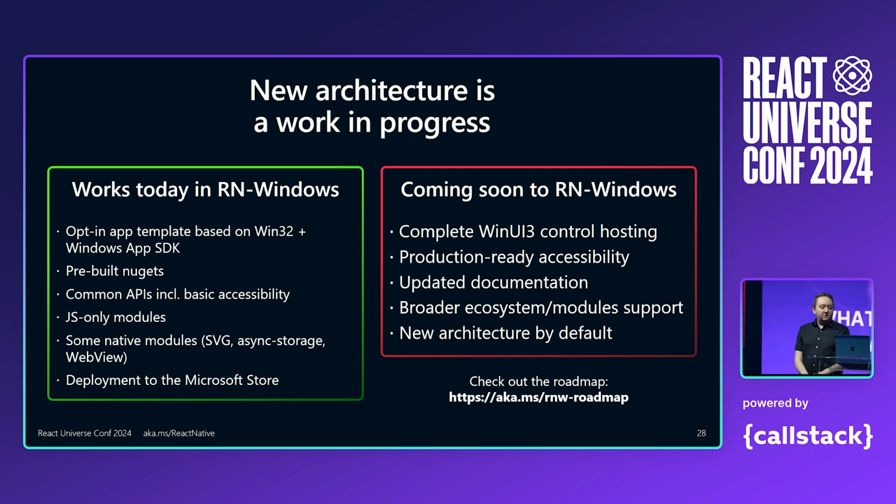Things that work today are, we've got a lot of common APIs. We've got a lot of parity with Paper. We've got a lot of parity with Core. And it's possible to deploy your apps to the Microsoft Store, even on the new architecture today.